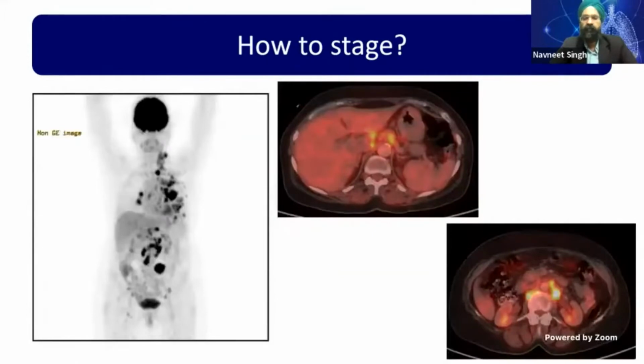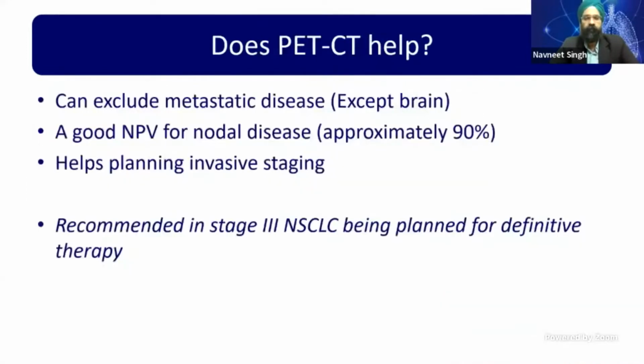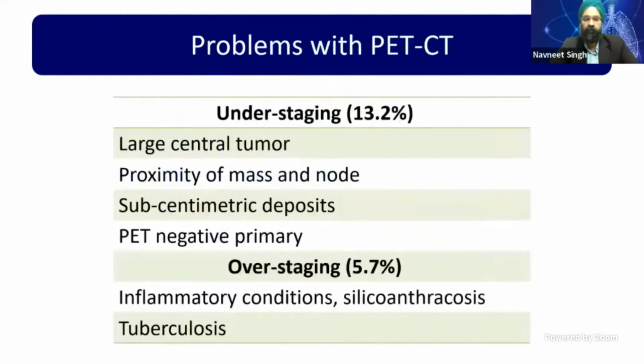Now, a PET CT is usually very important if a patient is potentially resectable or suspected stage 3, because if you find evidence of abdominal involvement, adrenals or other sites, it becomes straight away stage 4, and the intent changes from being curative to palliative. So a PET CT can exclude metastatic disease except the brain. It has a very good negative predictive value for nodal disease, approximately 90%, and helps to plan invasive staging, whether it is indicated or not. And therefore, it is recommended in all stage 3 NSCLC patients being planned for a definitive treatment.